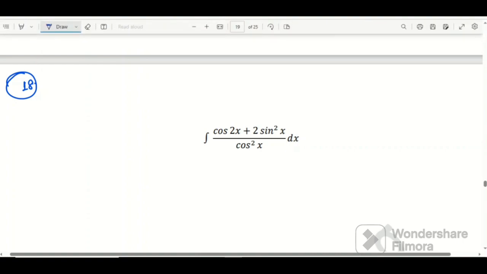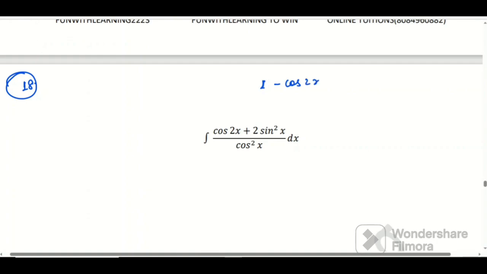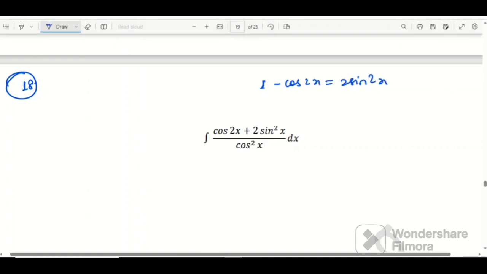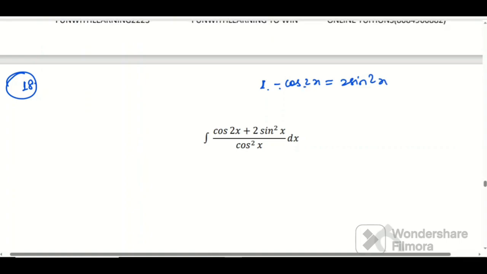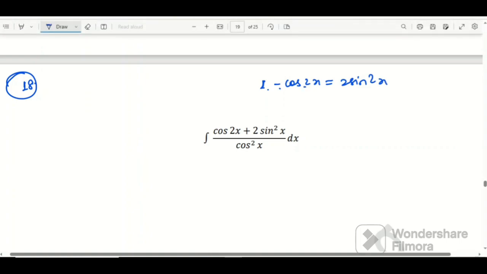We can apply here again. This sin square term is there. So if we use this identity, we can see what we will get. 1 minus cos 2 theta equals 2 sin square x. So once we are using this identity, we will get 1 minus cos 2x, and we will be able to cancel cos 2x. One is plus cos 2x and one is minus. So we'll get 1 upon cos square x. Then we can easily integrate.